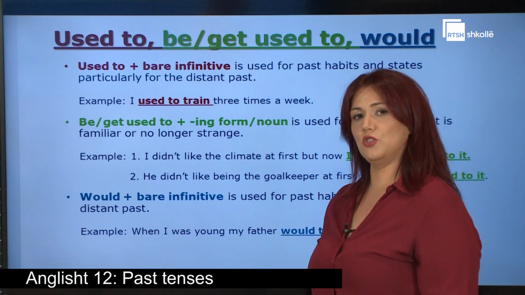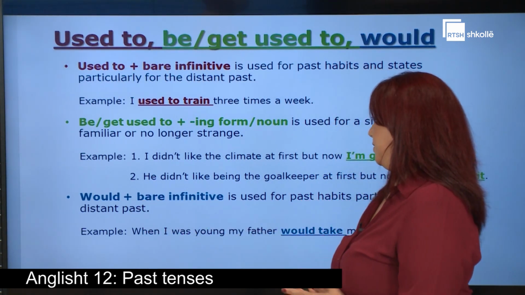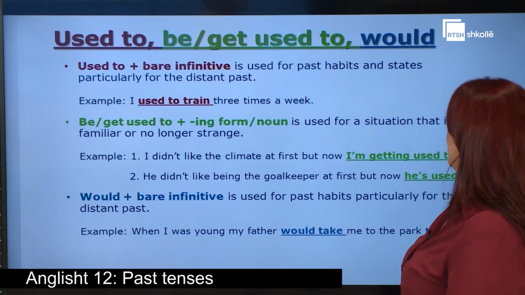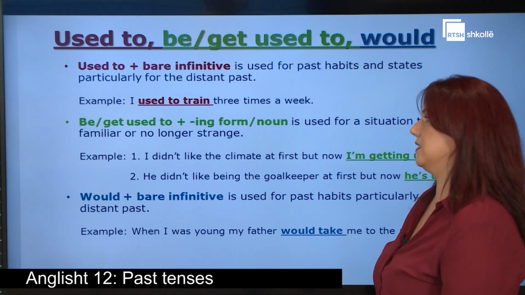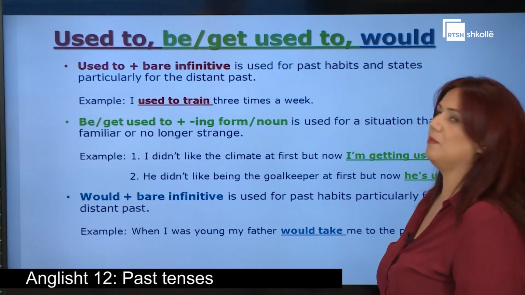And the last structure of the past is would plus bare infinitive, which is used for past habits, particularly for the distant past. For example, when I was young, my father would take me to the park to play.